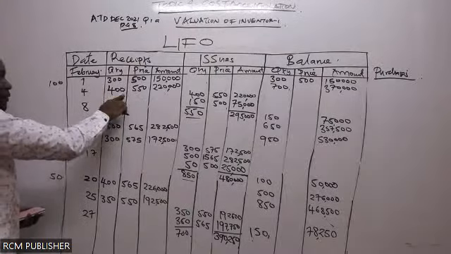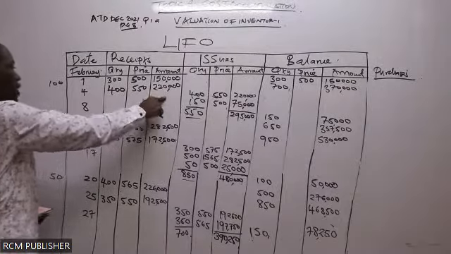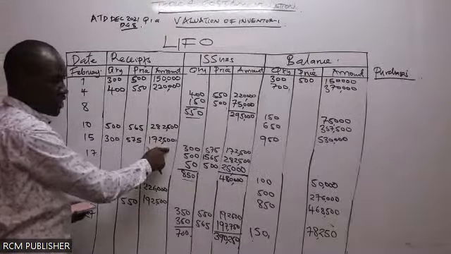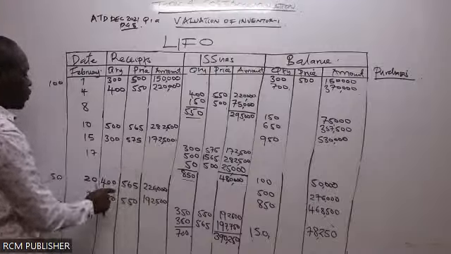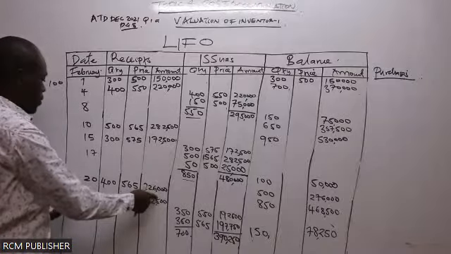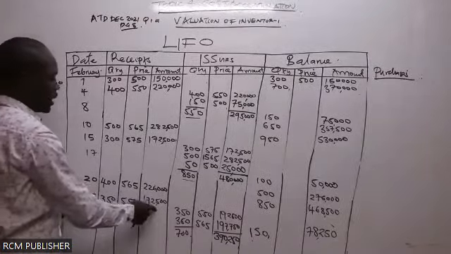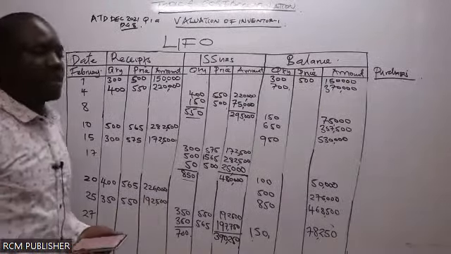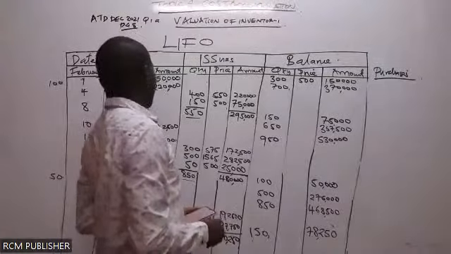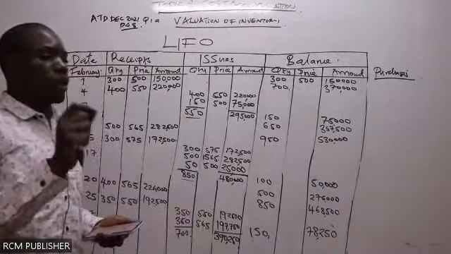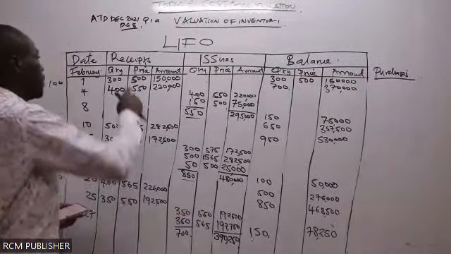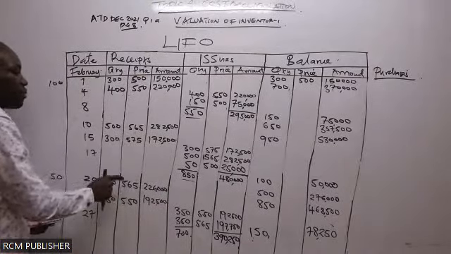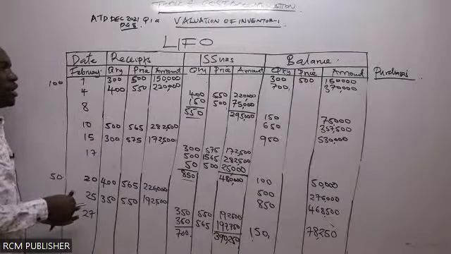On 4th, we received 400 at 220. On 10th, 282,500. 15th, 172,500. On 20th, 226,000. On 25th, 192,500. If you look at the purchases, it will not change, because we received goods at these prices. Whatever is going to change is only the issuing.